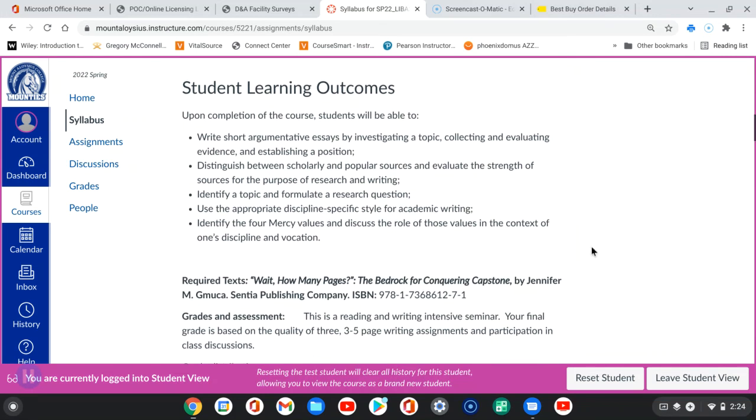Okay. Student learning outcomes. Upon completion of the course, students will be able to write short argumentative essays by investigating a topic, collecting and evaluating evidence, and establishing a position. Distinguish between scholarly and popular sources and evaluate the strength of sources for the purpose of research and writing. Identify a topic and formulate a research question. Use the appropriate discipline-specific style for academic writing. Identify the 4 mercy values and discuss the role of those values in the context of one's discipline and vocation.